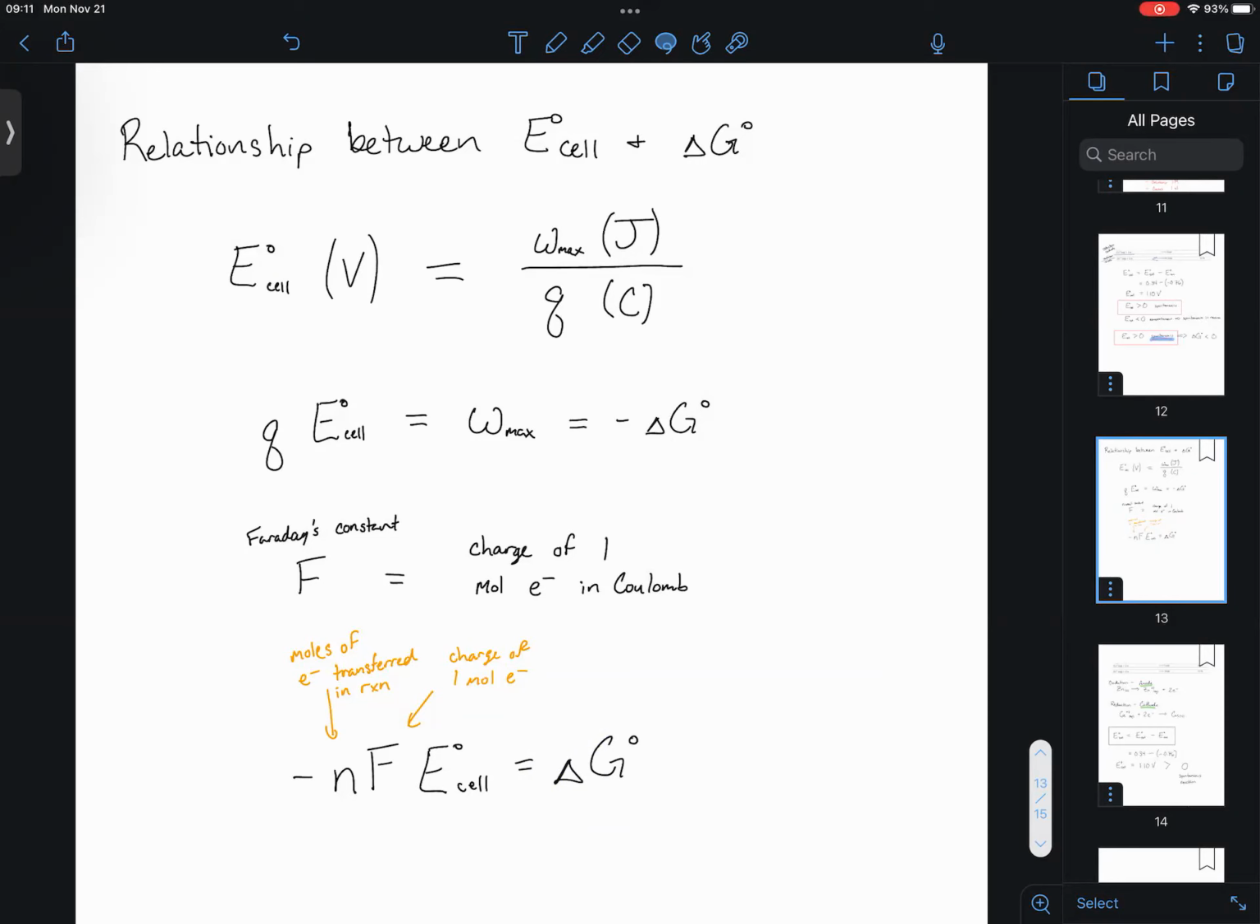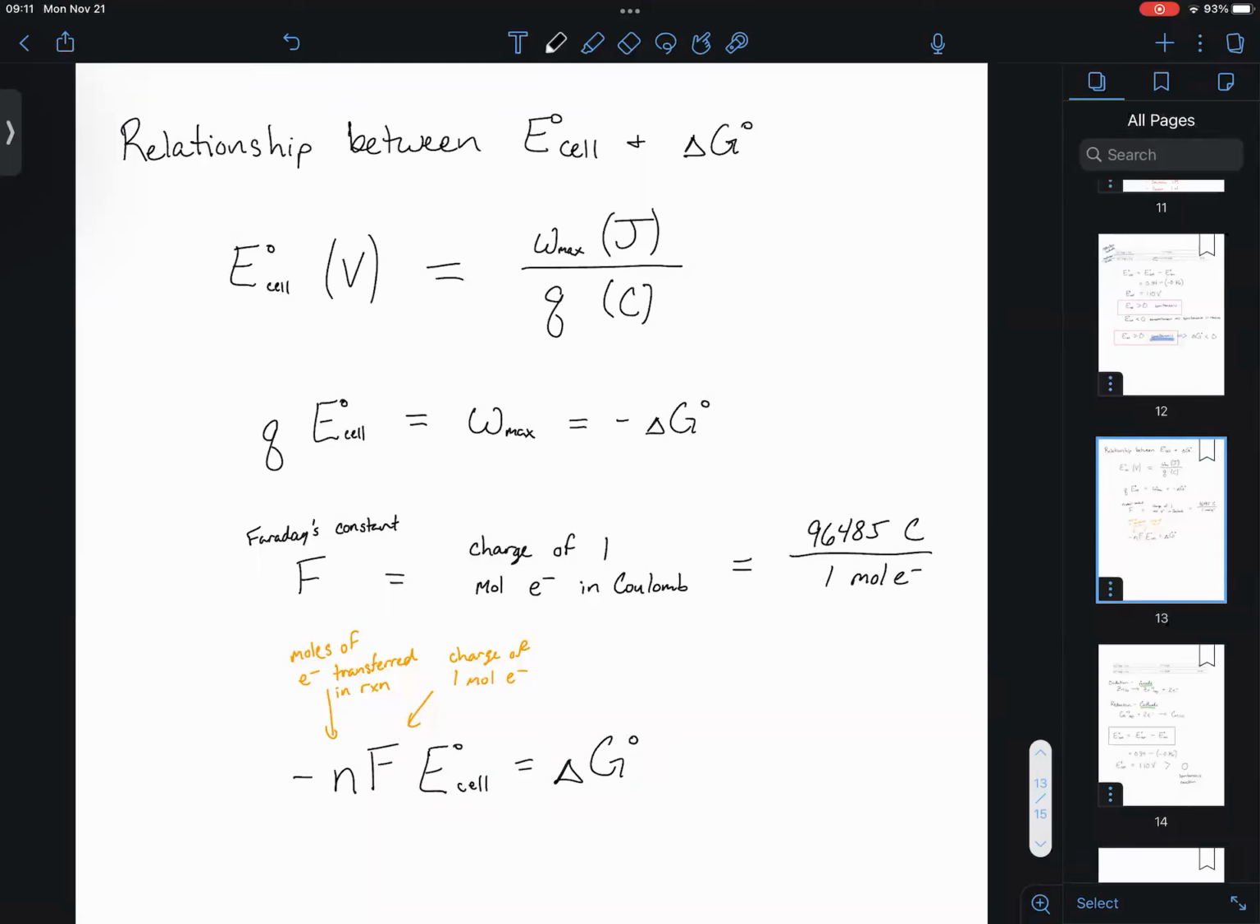Okay, so let's just take a second and calculate it for that battery that we were just looking at previously. So real quick, you also have to know the value of F, that would help. So Faraday's constant is 9.6485 coulombs in 1 mole of electrons.